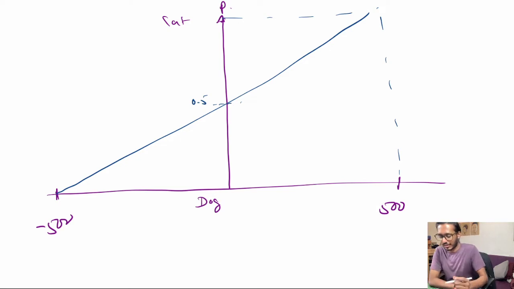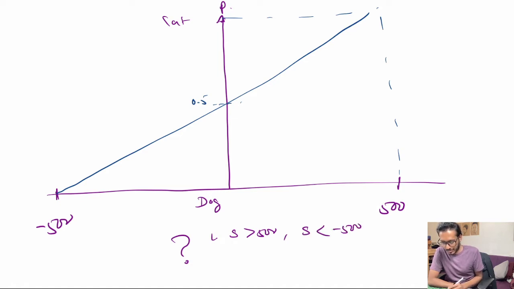So here we have a couple of problems with this. So imagine we train our model on this data, and suddenly for some reason we get a 600, or here we have a negative 750, something like that. So what happens in this case? These are questions, or rather problems. So what happens when our S is greater than 500, or our S is less than negative 500? This is the first problem.